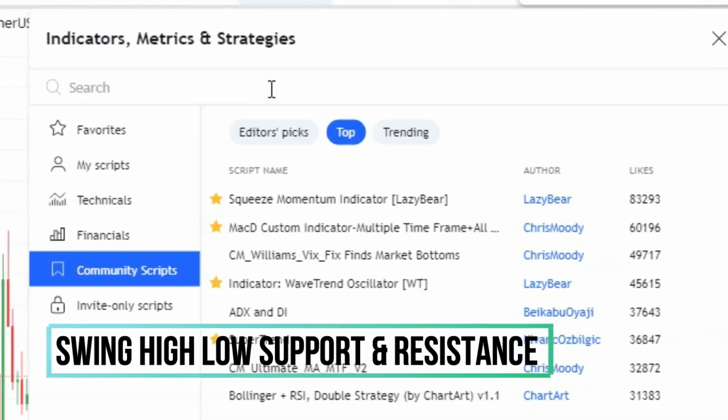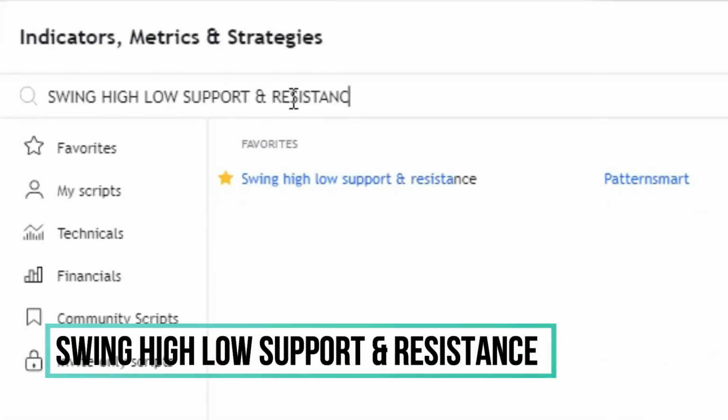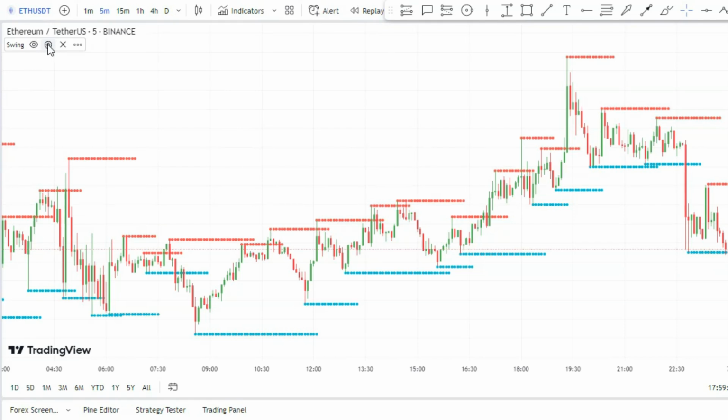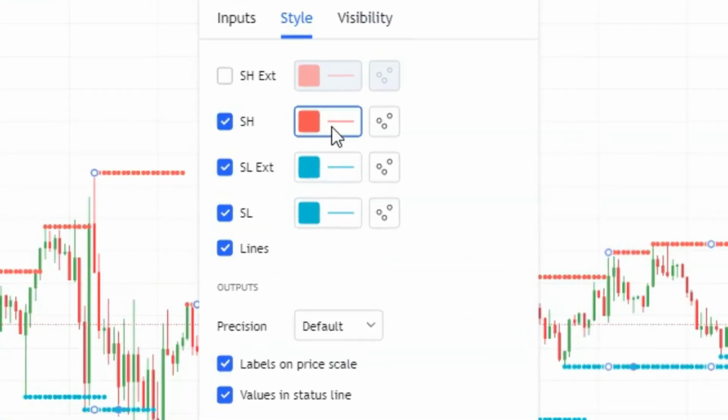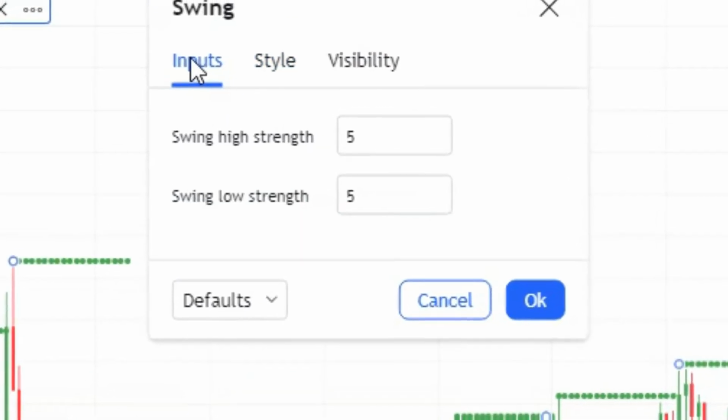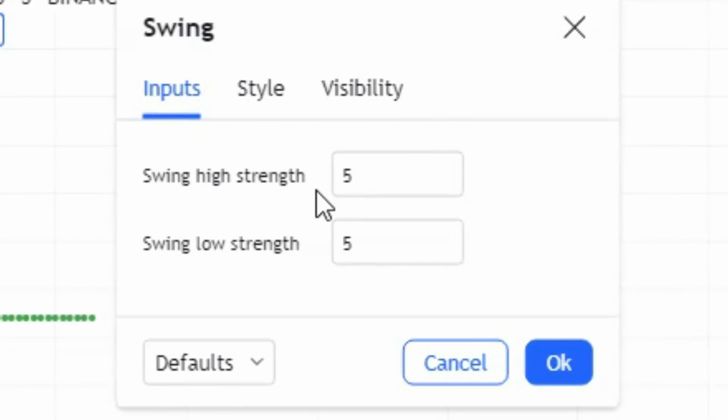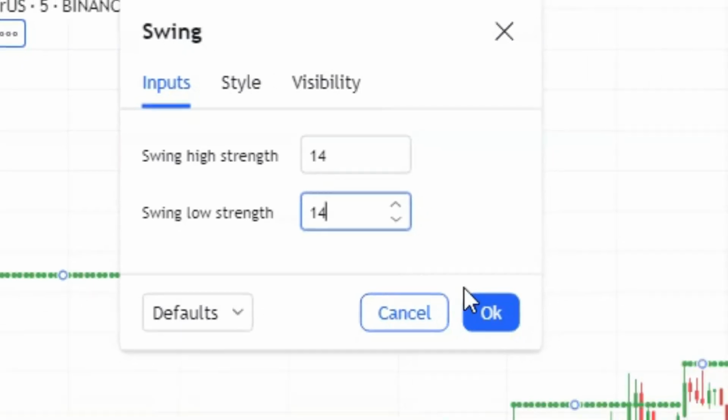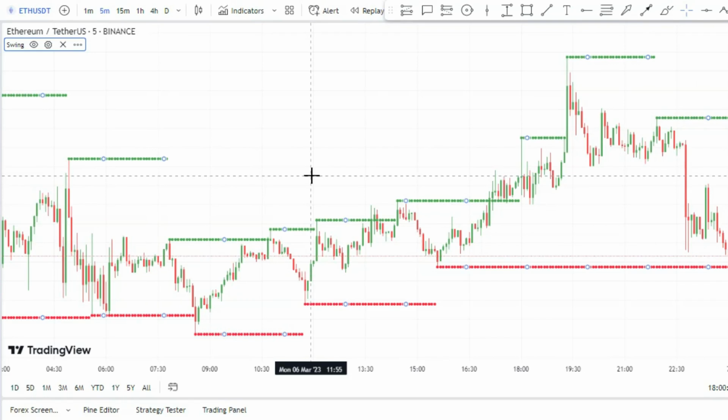We'll use an indicator called swing high low support and resistance. We will need to activate the swing high and swing low options in the indicator settings while disabling the other options. Then in the inputs tab of the swing high and low support and resistance indicator, you will see two settings, swing high strength and swing low strength. By setting both of them to 14, we ensure that the indicator will look for the highest high and lowest low over the past 14 candles to identify a swing high or a swing low.